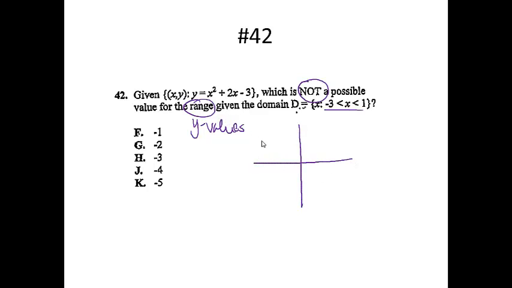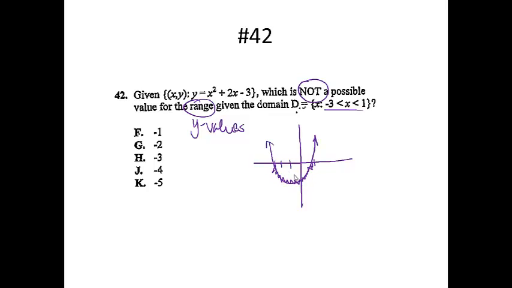You do have your graphing calculators available, and hopefully that's the type of calculator you are using. So if I graphed that, this is what the graph looks like. Okay, and it's between -3 and 1, so I'm only looking at this part of the graph, just from x equals -3 to x equals 1, and it's saying what is not possible. So what y value will I not get?